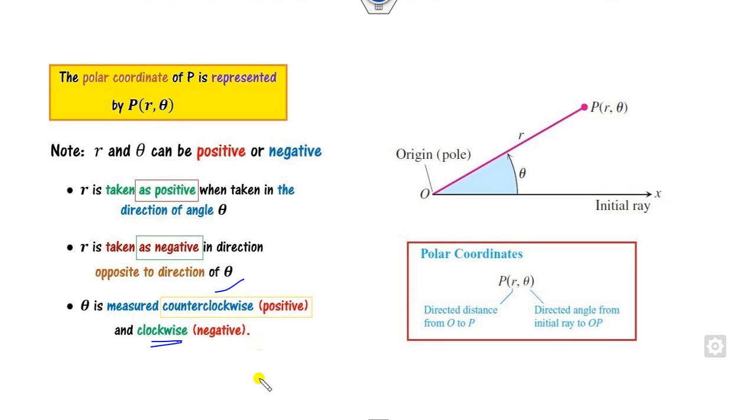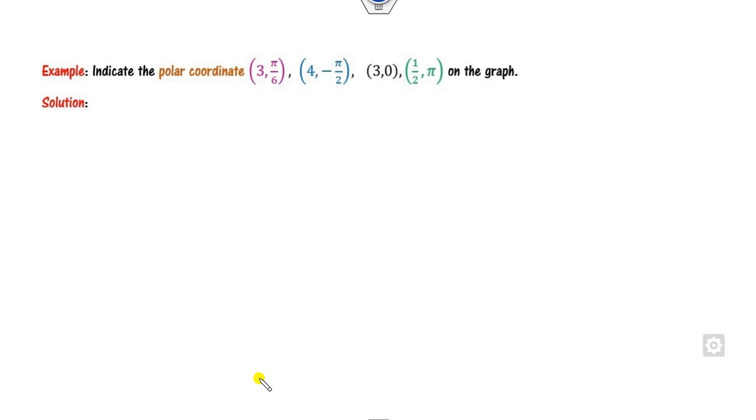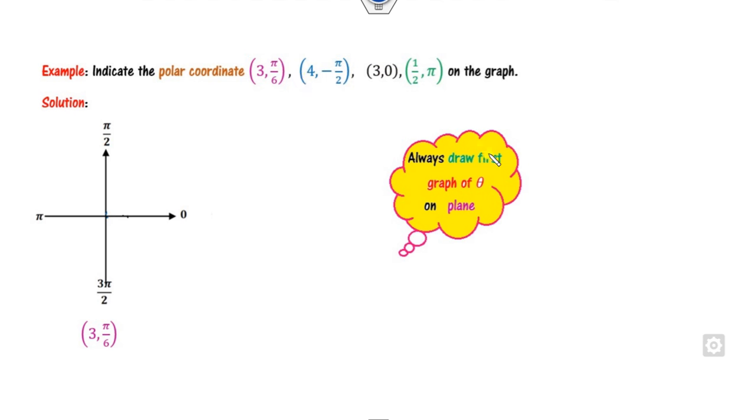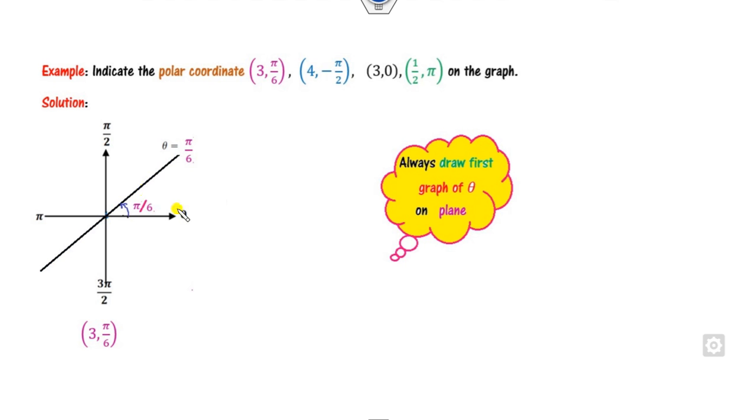A very simple concept. For example, can you indicate this point on polar coordinates? Remember, whenever you represent a point, you should always consider the angle first. Always draw the angle on the plane. This is 0, the x-axis, and this is the y-axis. So in terms of angle, it is 0, 90 degrees, 180, 270, and so on. What is pi by 6? Pi by 6 is 30 degrees. So this is the line at 30 degrees, and this is the angle pi by 6.